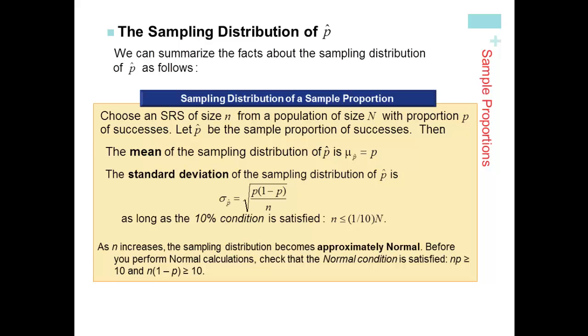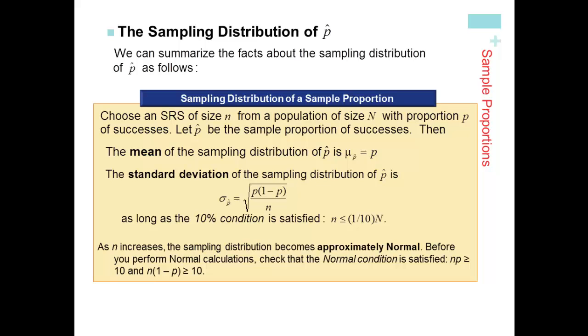So the sampling distribution mean will equal the proportion of the population. The standard deviation of the sampling distribution of p hat is sigma sub p hat, equal to the square root of p times 1 minus p, all over n. This standard deviation will only work as long as the 10% condition is satisfied. Again, I like to think of this as the population must be greater than or equal to 10 times the number in the sample, instead of the way it's written here.